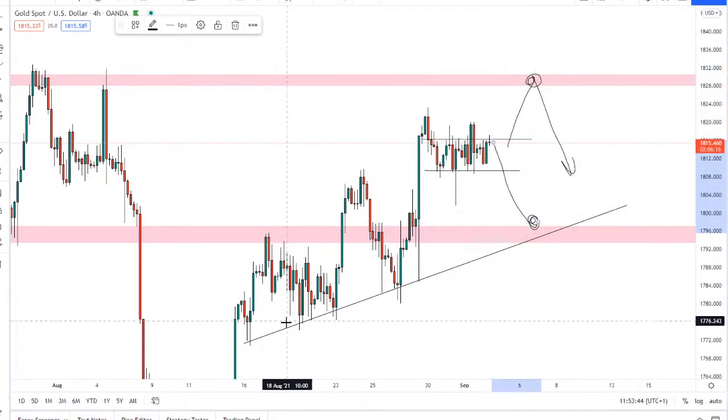It comes into here, we've got that trend line confluence as well, comes back into there, I will be looking for buying opportunities.